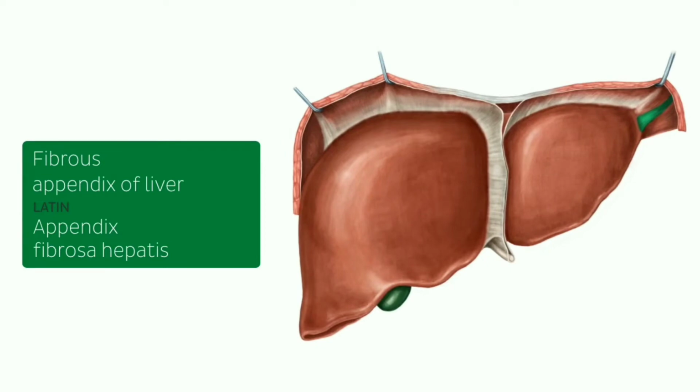And although it's not always present, it is described as a connective tissue band situated at the upper end of the left lobe of the liver. It passes along with the left triangular ligament and attaches the liver to the diaphragm.